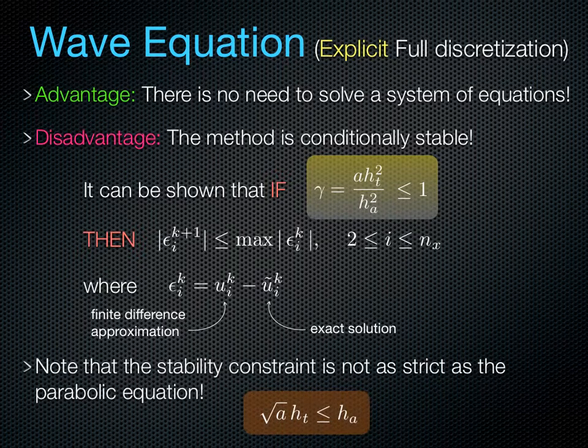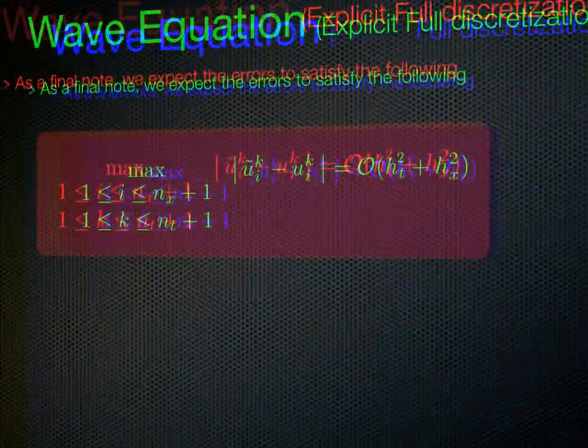This stability condition implies that you have to observe a certain ratio between the space increments and the time increments in your discretization. If you are able to satisfy this condition in the brown box, then your solution will be stable. Otherwise, you're going to end up with an unstable solution. Your errors are going to accumulate and blow up.